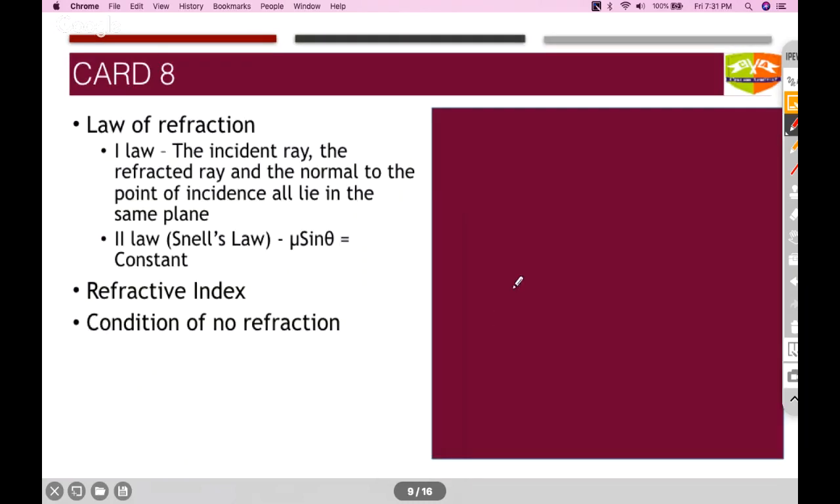Now let me go to laws of refraction. I have already explained to you the bending of light. So now let's understand. Suppose this is incident ray I, and this is my medium M1, and this is M2.